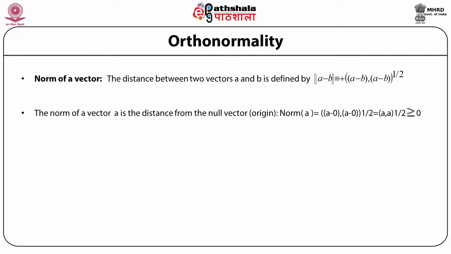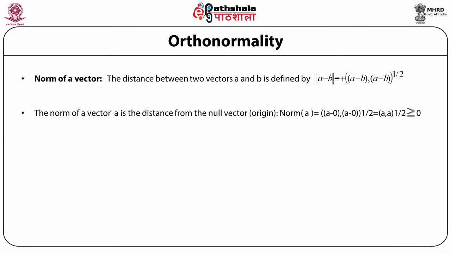The norm of vector A is the distance from the null vector, that is the origin. So norm of A is equal to the square root of the scalar product of vector A minus null vector and vector A minus null vector, and is equal to the scalar or the inner product of vector A with itself, whole to the power half, and should always be greater than or equal to 0.